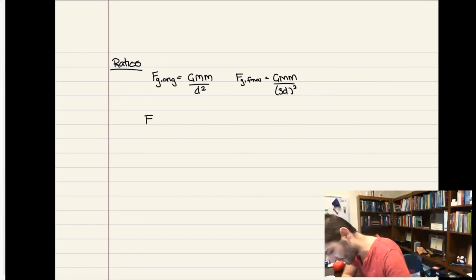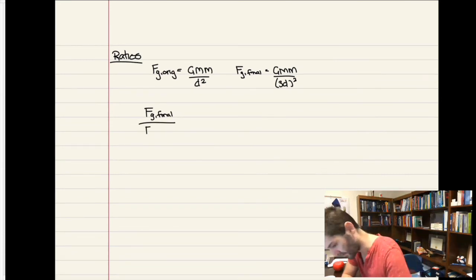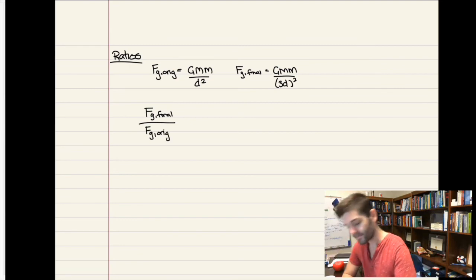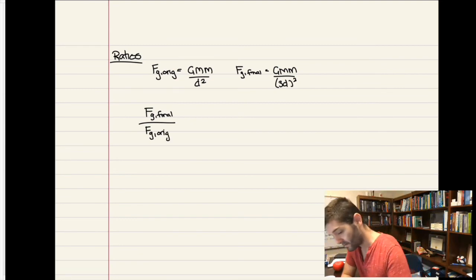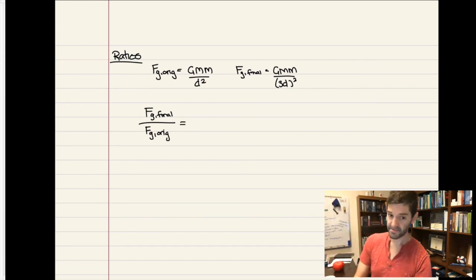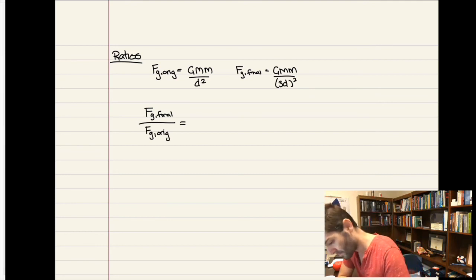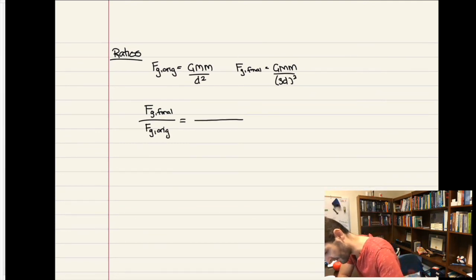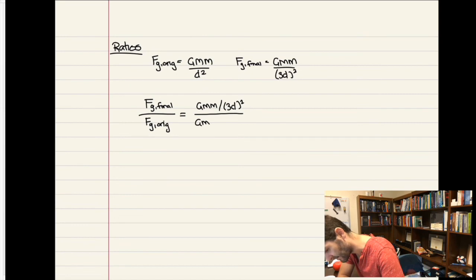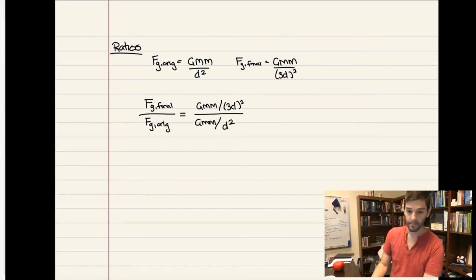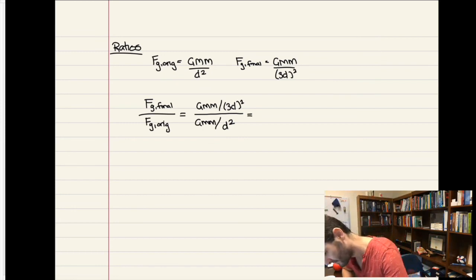The idea behind ratios is I could look at the ratio of the final amount of force to the original amount of force. We'll see that this is useful because it's going to make a bunch of things cancel out. I can simply plug in the expression. So I have G m m over 3d squared, and the denominator is G m m over d squared. I have a fraction of fractions. I multiply out the top, so that's 9d squared, then flip the bottom one and multiply, so it becomes d squared over G m m.